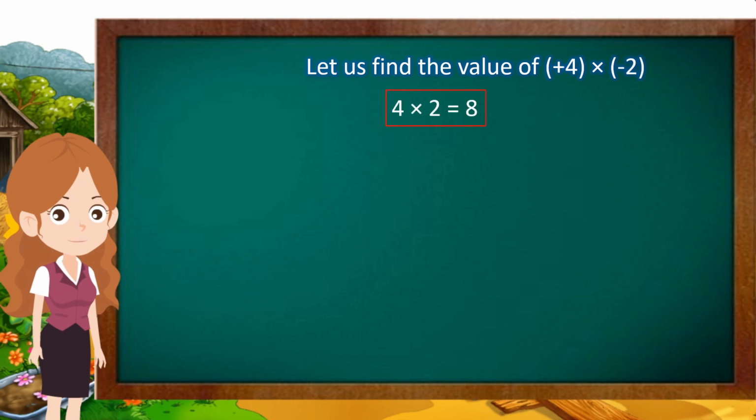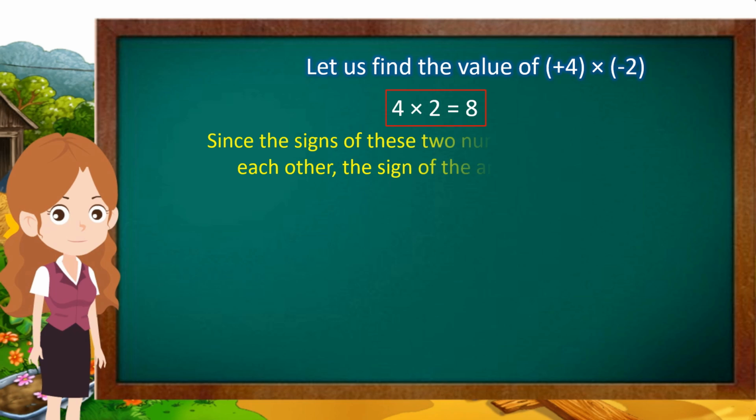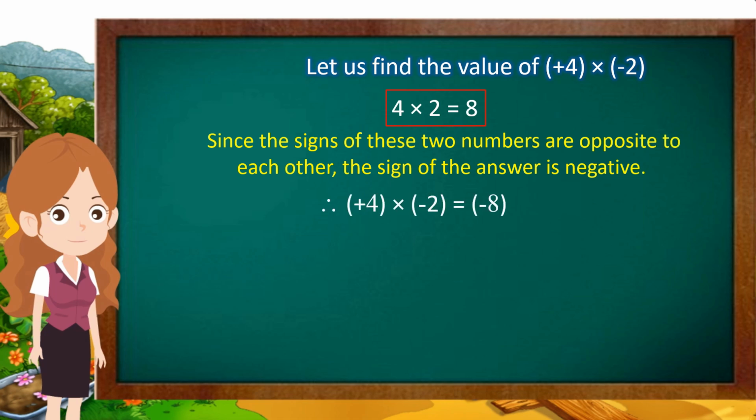Okay, good, my children. Let us consider the product of a positive number and a negative number. For that, we look for the value of the product of the plus 4 and the minus 2. Since the signs of these two numbers are opposite to each other, the sign of the answer is negative. So when we multiply plus 4 by minus 2, the answer is minus 8.